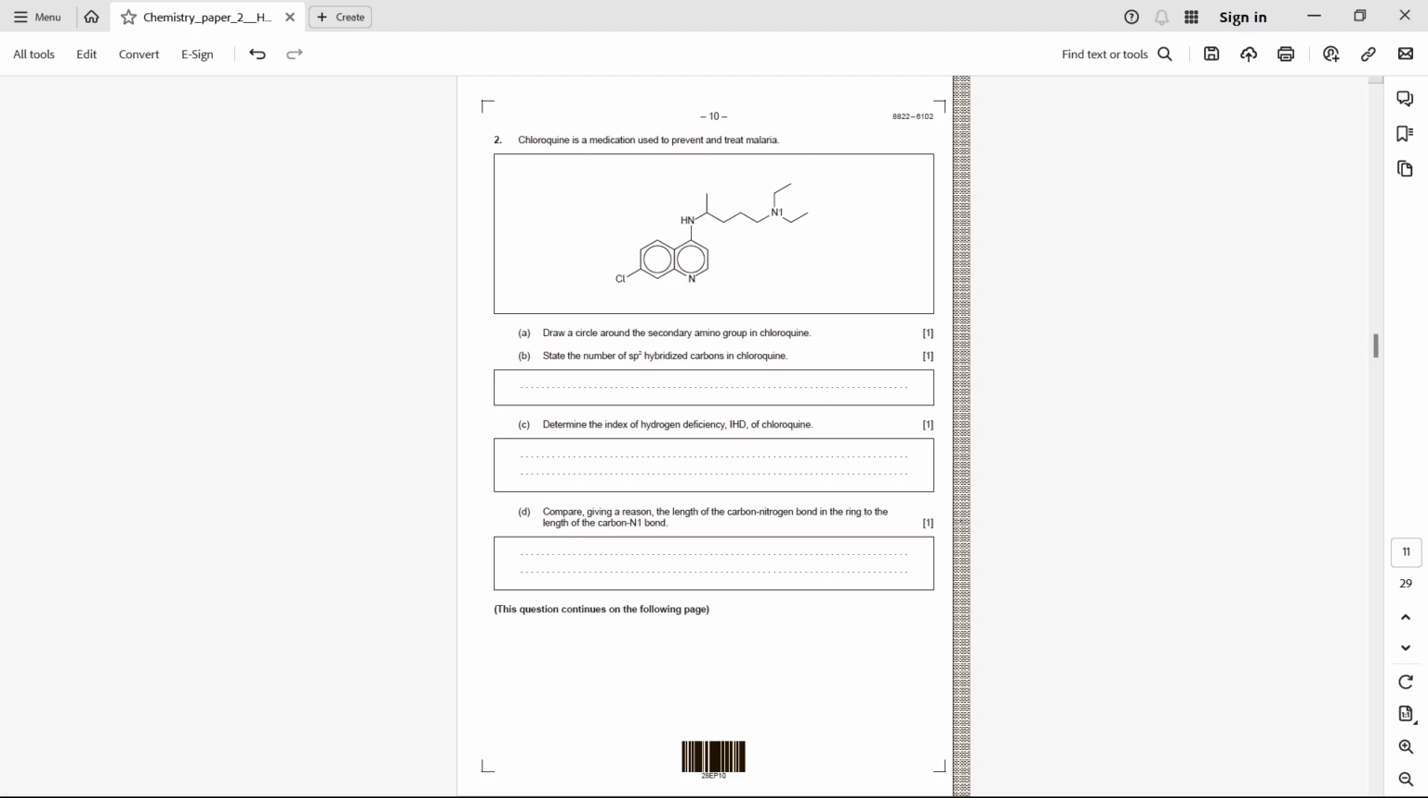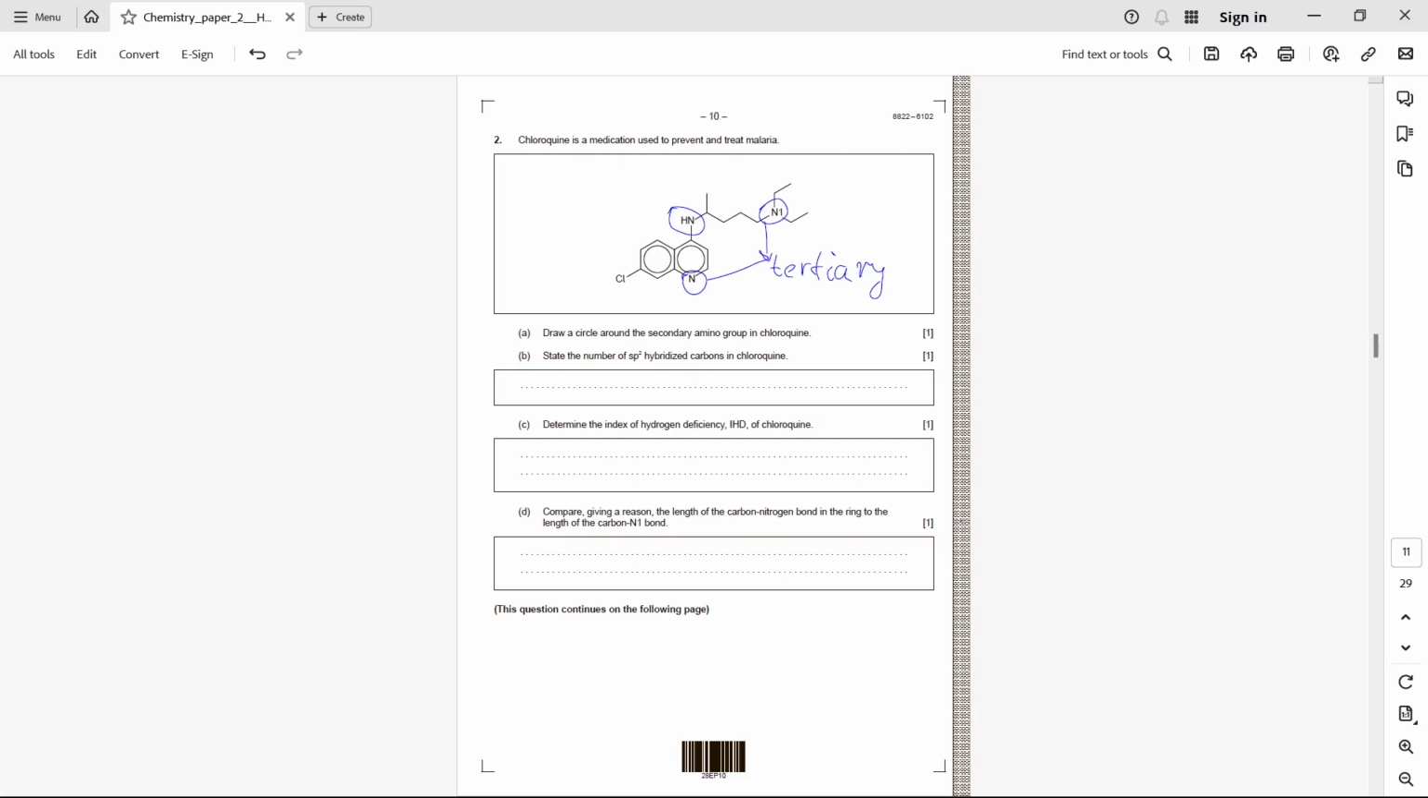And the secondary amino group is the group that has only one hydrogen around it. So this one and this one are both tertiary because they don't have any hydrogens around them. So the answer is this group right here.